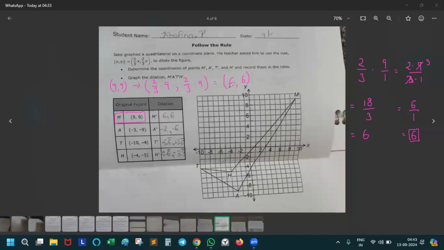Right now, can you tell me where this point will lie on the graph? So it's 6 as the x coordinate, 6 as the y coordinate. Look for 6 in the x coordinate and 6 in the y coordinate. There's a single point with those coordinates. So you go 6 in the x direction and 6 in the y direction. You realize it will be somewhere around here. So this is the point M. This is the image of M. We call it M prime.